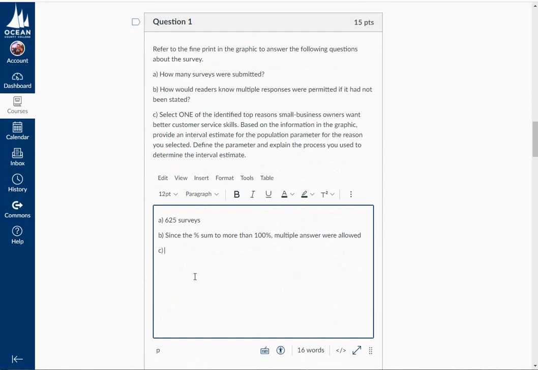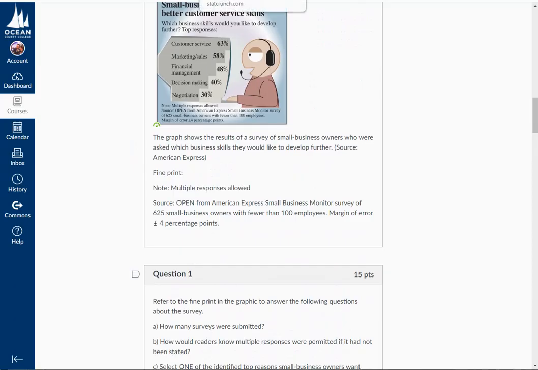Okay, so define the parameter. We're going to let p be the proportion of small business owners who want better customer service skills. Next, it says, based on the information in the graphic, provide an interval estimate for the population parameter you identified. I'm going to use StatCrunch for this.